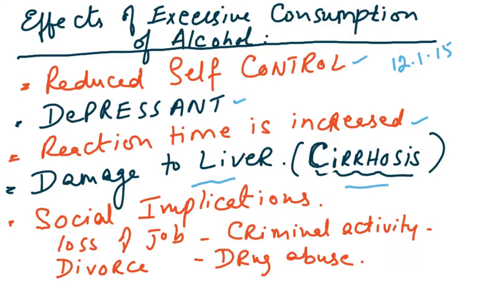Then social implications, because this person is under the effect of alcohol, is unable to get up in time, go to work, look after his personal hygiene, so he's going to lose his job. And because he's unable to then support his family, maybe end up in a divorce. Then in order to get money for the alcohol, he's going to indulge in criminal activities, and he may start drug abuse of some other nature, and of course become more and more disabled person in the society.